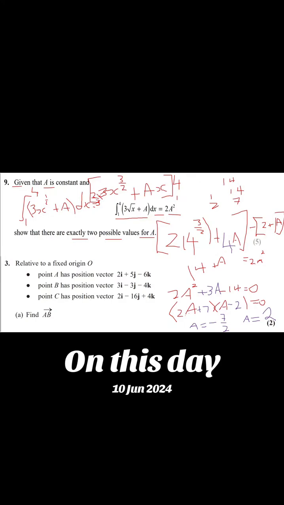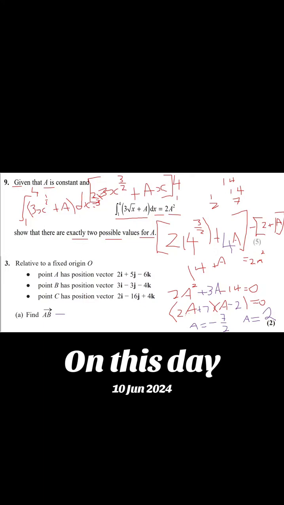What about question 3? Well, relative to a fixed origin, the position vector of A is 2i plus 5j minus 6k, and point B has position vector 3i minus 3j minus 4k. Point C has position vector 2i minus 16j plus 4k. Find vector AB. So vector AB is B minus A.